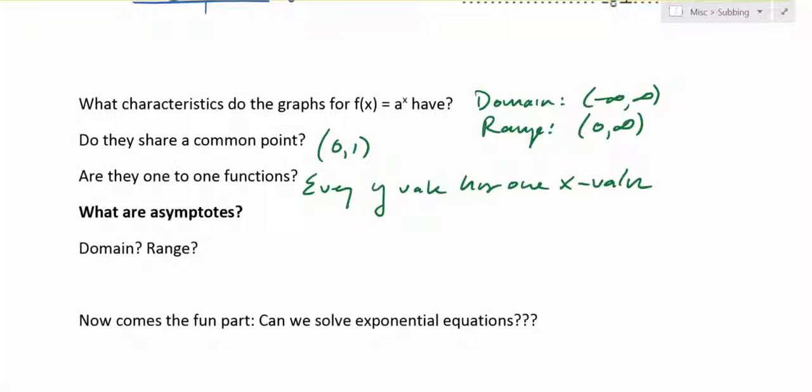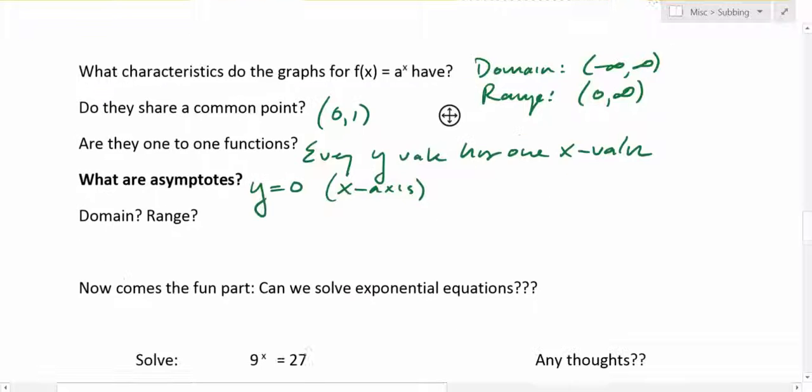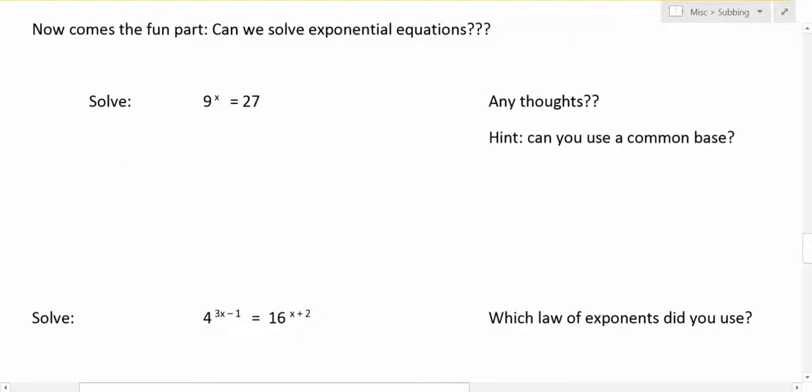The x-axis. Y equals 0. Exactly. So the asymptote that you've seen so far is y equals 0, which is also called the x-axis. And we already did the domain and range. Nice. Okay, so let's solve exponential equations now.